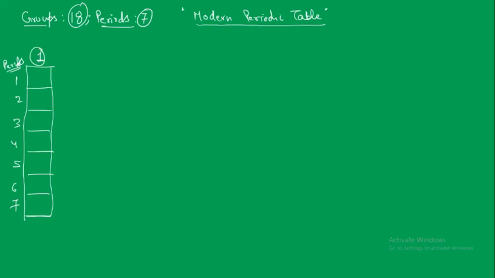Groups are vertically arranged, and the periods are horizontally arranged. Once you have made this group with the 7 periods, next we'll leave one step and make another box. It will have 6 periods. So this will be group 2, and it will have 6 periods.